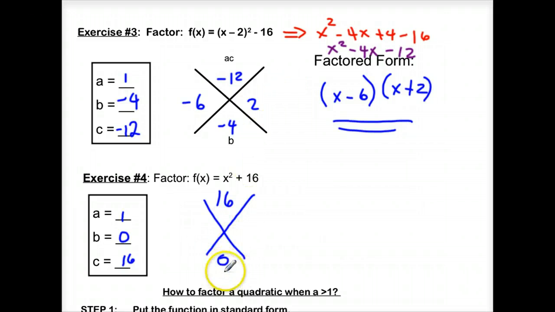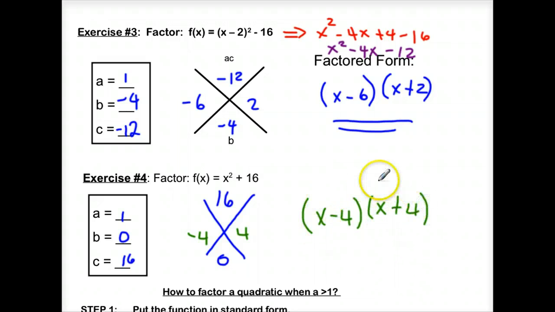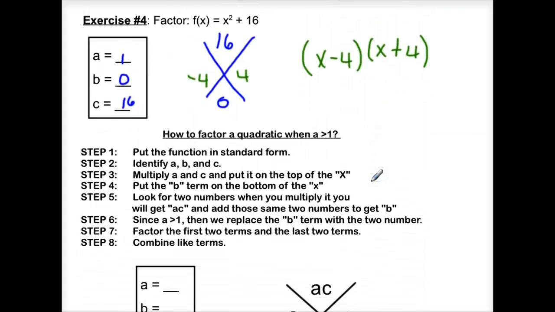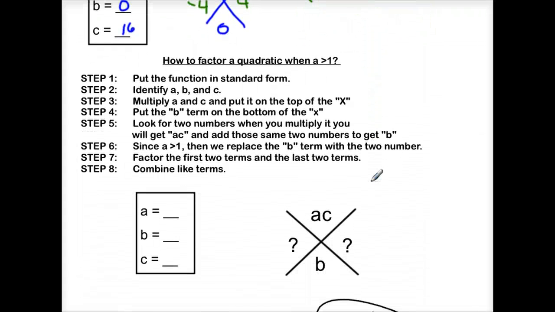Now the trick is when there's 0 at the bottom, these two numbers are always going to be the same number. One is going to be positive, one is going to be negative. So this becomes minus 4 and plus 4. Again, a is 1, so my factored form is x minus 4 and x plus 4. Remember, conjugate pairs.